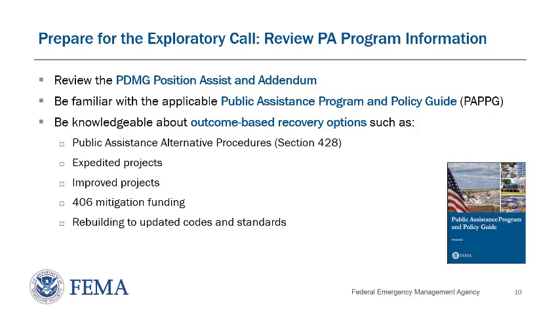Next, make sure you're familiar with current public assistance program information. Specifically, you'll want to review the latest Program Delivery Manager Position Assist and Addendum, which is also available in the toolbox. You'll want to be familiar with the Public Assistance Program and Policy Guide that's in effect for your disaster. This guide is often referred to as the PAPPG. The one that is applicable to your disaster is the one that was in effect on the disaster declaration date.